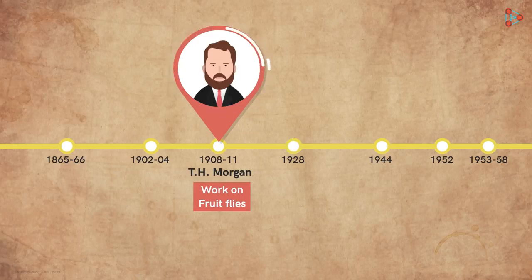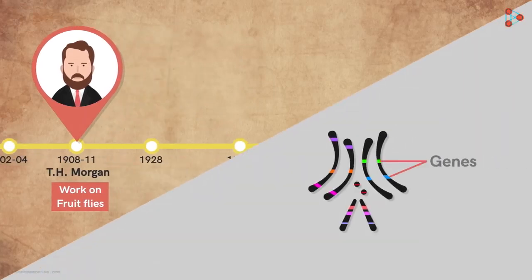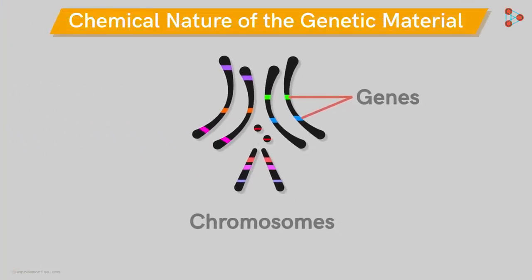After Morgan gave experimental evidence of the fact that genes for the traits are present on the chromosomes, the scientific world then got together to find out what exactly makes up these genes and chromosomes. In other words, the chemical nature of this genetic material is what everyone was curious to know about.